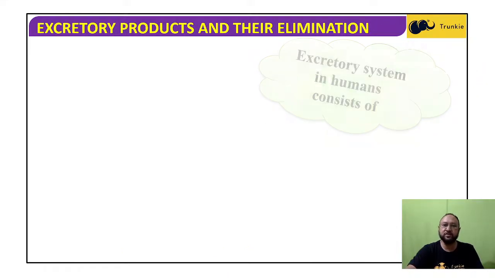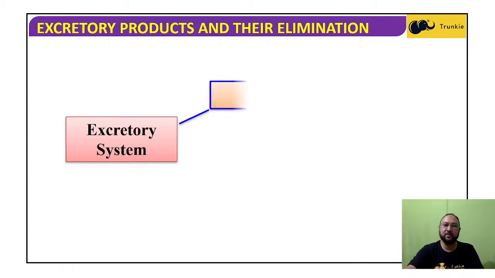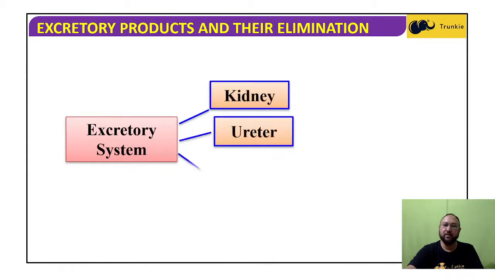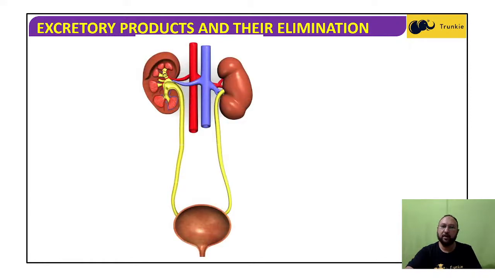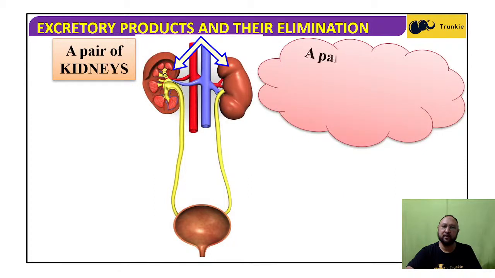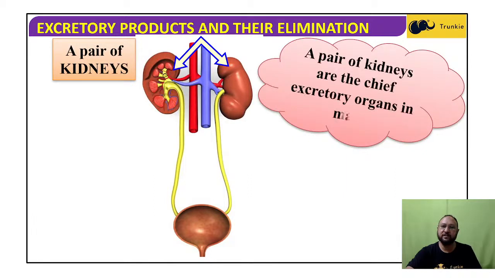The excretory system in the human body consists of the kidney, ureter, urinary bladder and urethra. So these four components. Most important is the kidney, because it forms the urine. You can see a pair of kidneys. A pair of kidneys are the chief excretory organs in man. So please remember that.